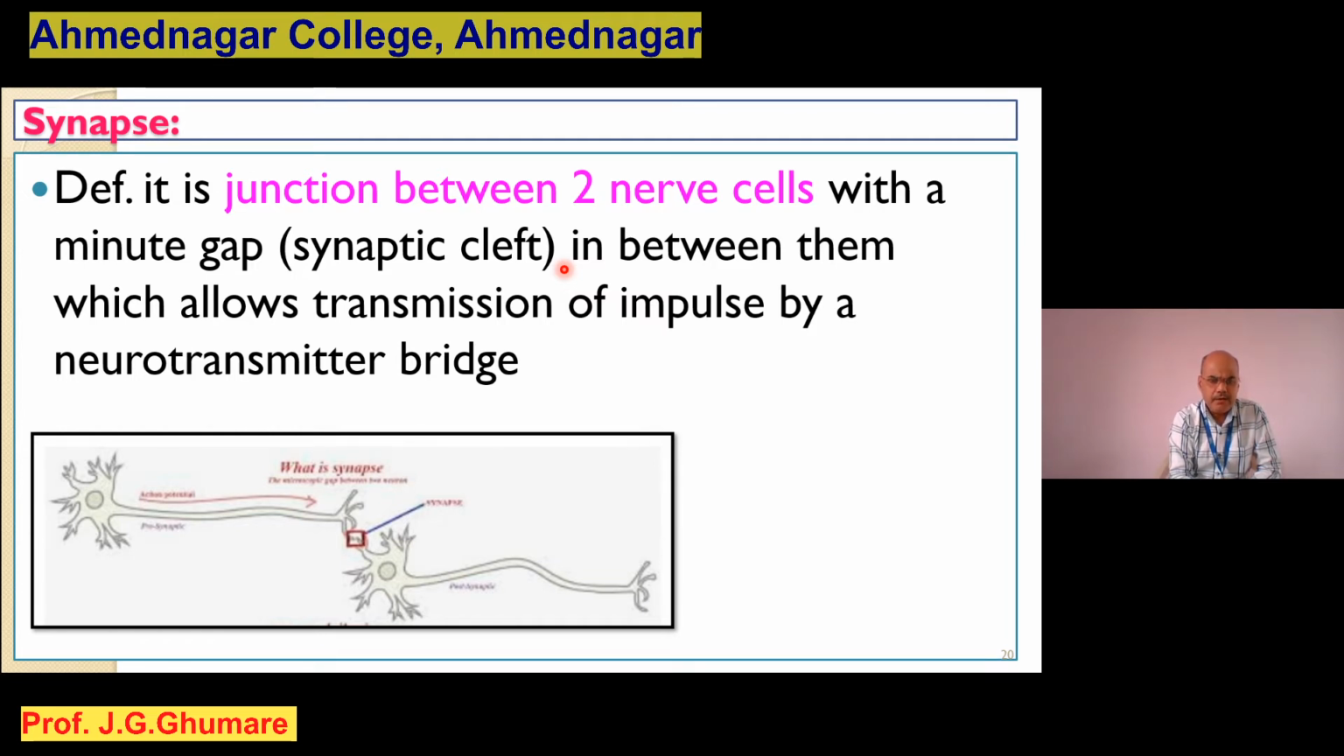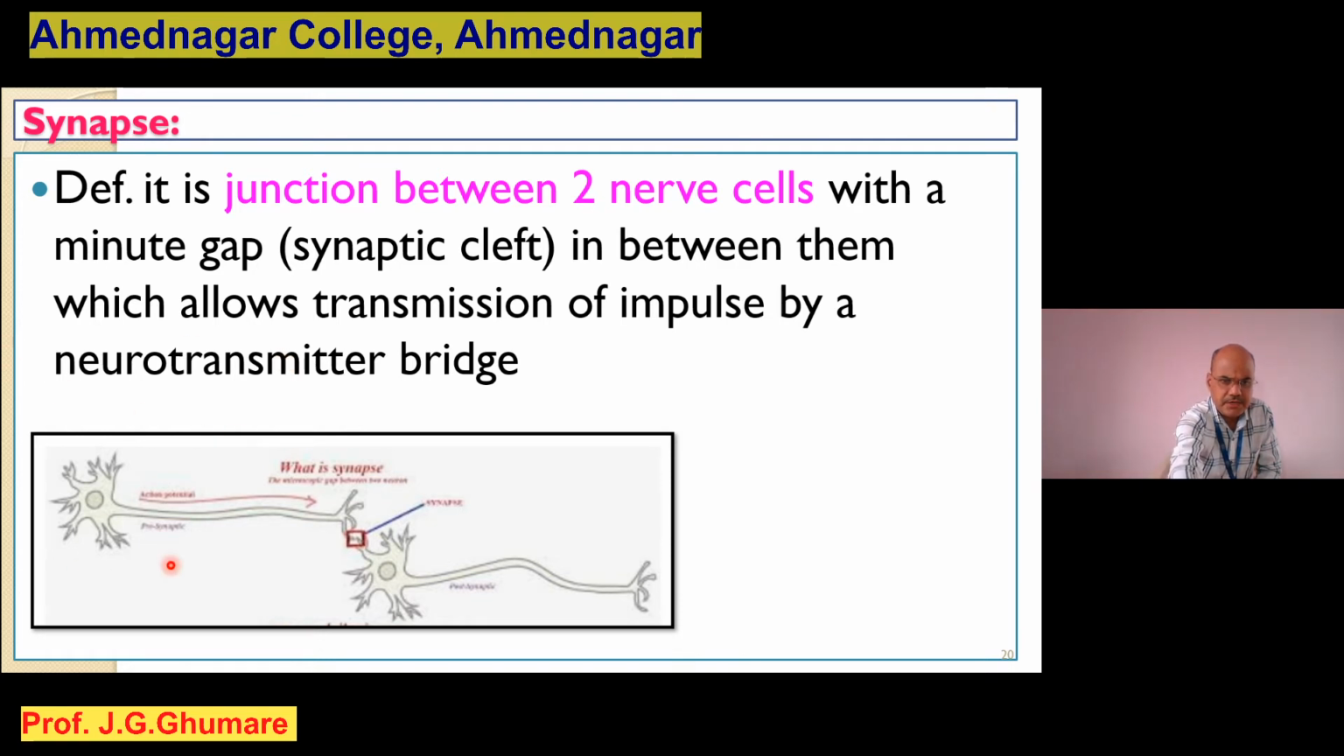synapse. I'll repeat. Maybe one neuron will start from here, that will go up to here. Another neuron will start, that will go up to here. In between the two neurons, we'll have a junction. Remember, from one neuron, impulse will be given to another neuron, and the junction between the two neurons is called a synapse. I'll repeat, a junction between the two neurons or nerve cells is called a synapse. It is a sort of minute gap we call the synaptic cleft, and it will allow the transmission of an impulse with the help of neurotransmitter bridge.